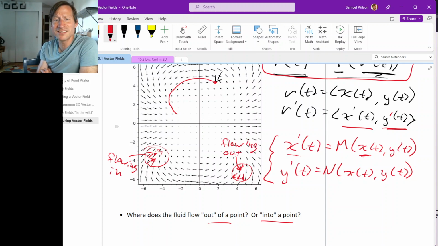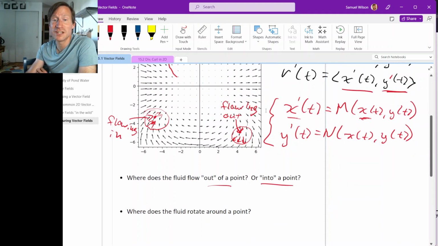It might be nice to have some way of calculating, given a vector field, for each spot in the plane, whether the vector field is in general flowing out of that point, or into that point. In fact, maybe we could even attach some number that tells you how much fluid is flowing into the point or out of the point. That would be an interesting thing to measure.